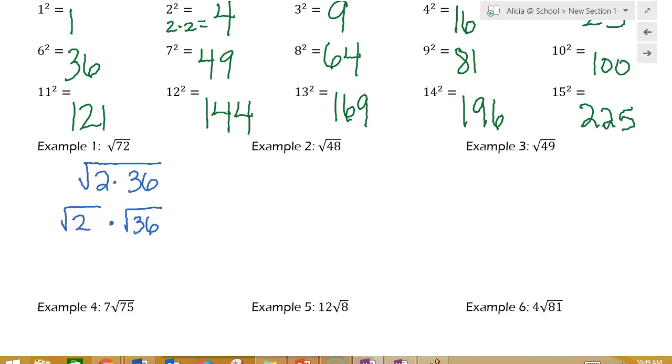The square root of 36 simplifies to 6. And the square root of 2, nothing happens to it, I just bring it down. Now, when I have a coefficient, right, that 6 is a nice integer, I have to remember to bring it out to the front, in front of that square root of 2. So my final answer here is going to be 6 times the square root of 2.